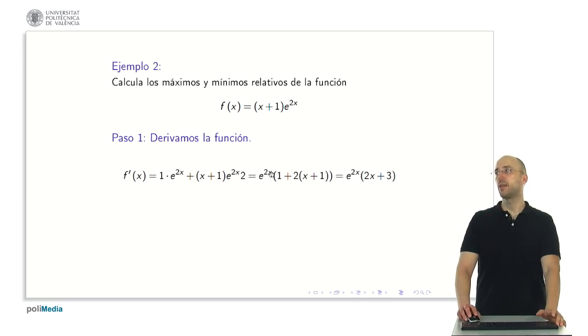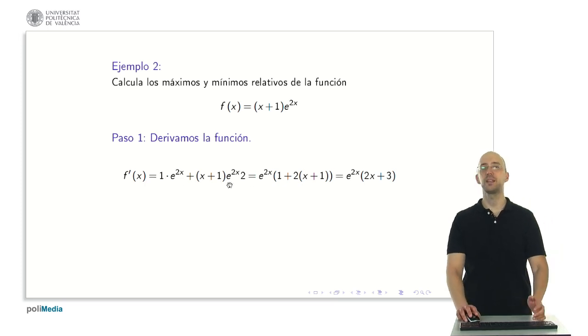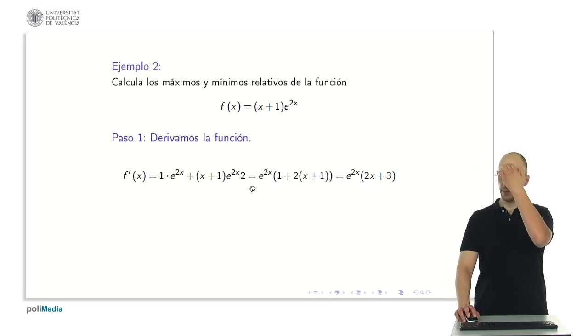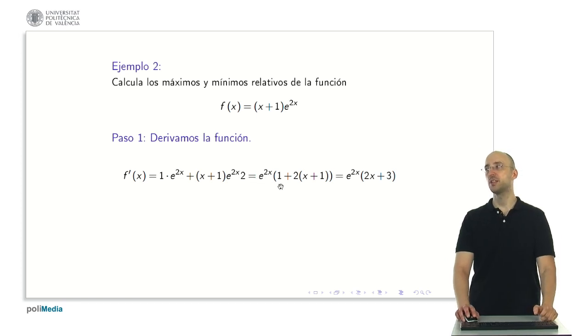We can factor out the common factor, which is e raised to 2x. This leaves us with 1, and here we have 2 times x plus 1. Be cautious when extracting the common factor, as that 2 was originally multiplying. It's easy to make a mistake and write it as 1 plus x plus 1, overlooking the 2. I am left with e raised to 2x times 1 plus 2 times x plus 1. That simply results in e raised to 2x times 2x plus 3. It's not very complex. That's our first derivative.